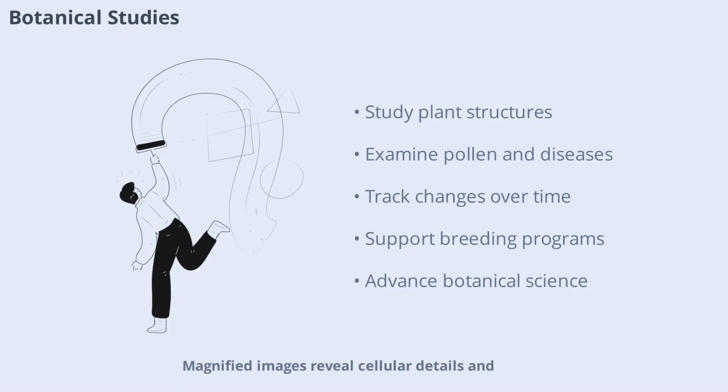Botanists use digital microscopes to study plant structures, pollen, and diseases. Magnified images reveal cellular details and support research into plant health and growth. Documenting these observations helps track changes over time and supports breeding or conservation programs. Digital microscopes make it easier to share findings with colleagues and students, advancing botanical science.